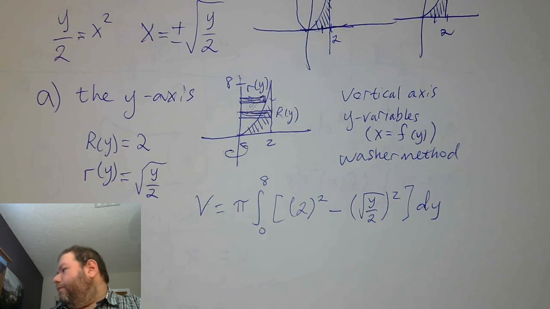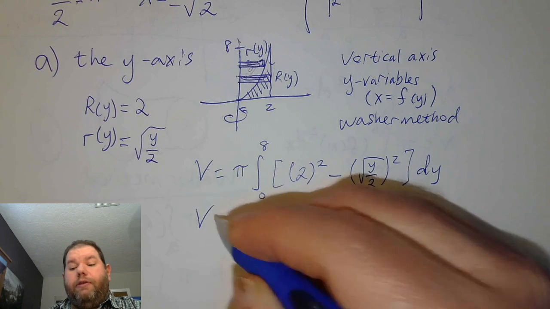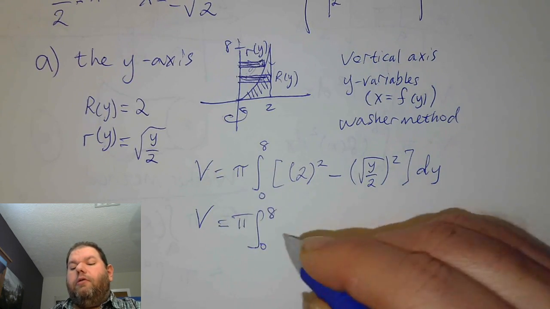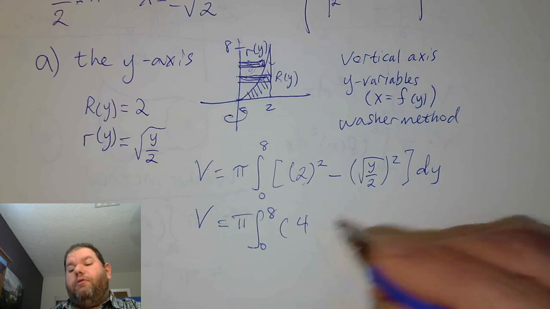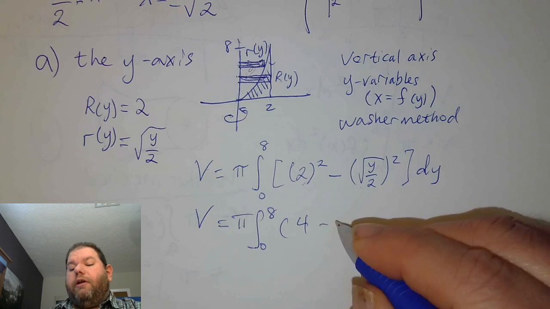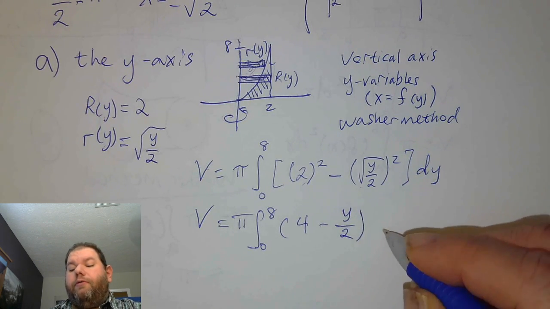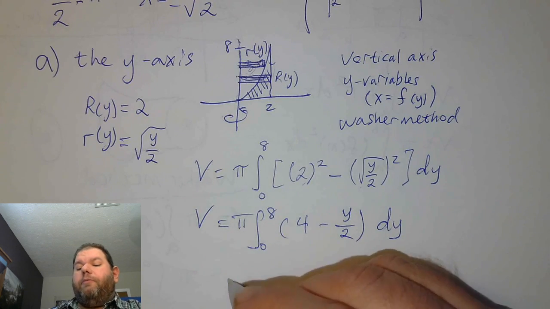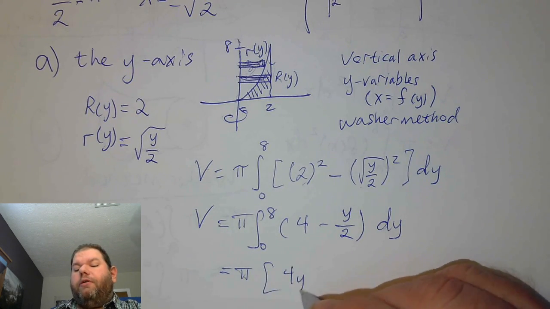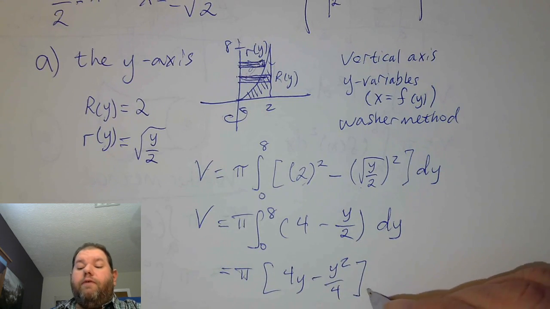Now, from this point, we can complete the integration. So 2 squared is 4. Square root squared cancels out the radical, so it's just y over 2. And then we complete our integration. That'll be 4y minus y squared over 4, integrated from 0 to 8.